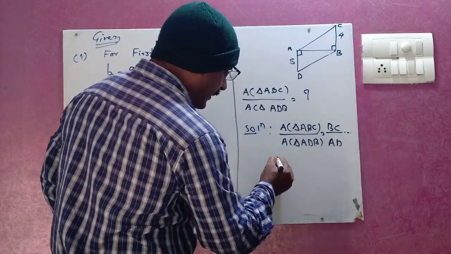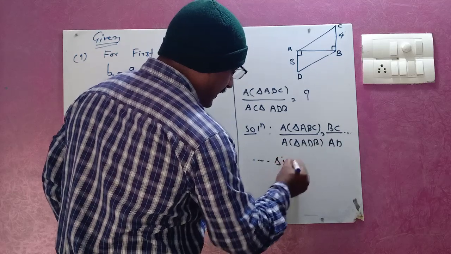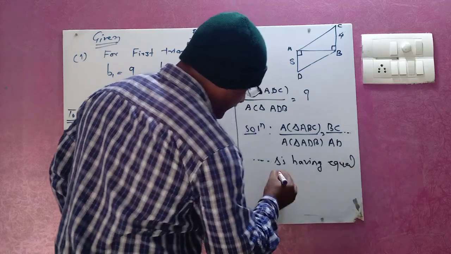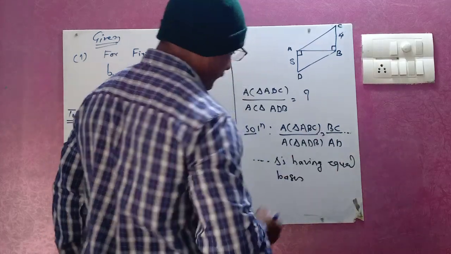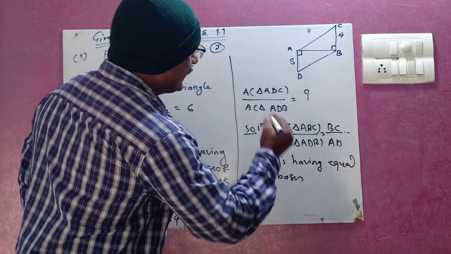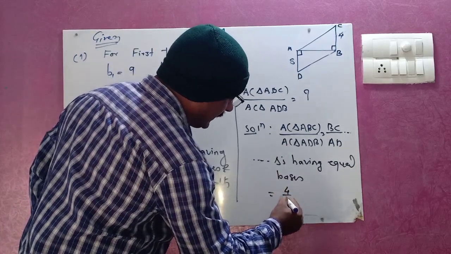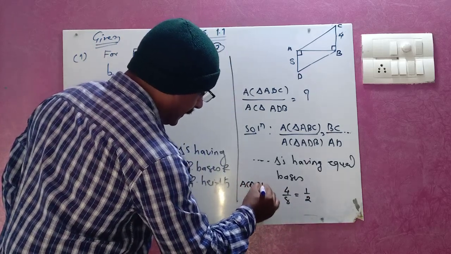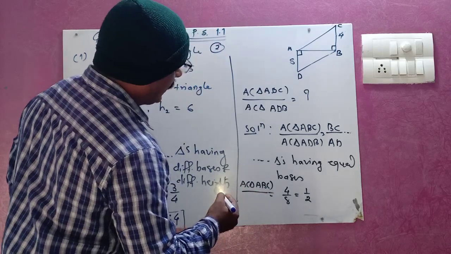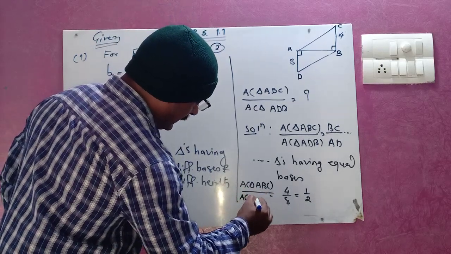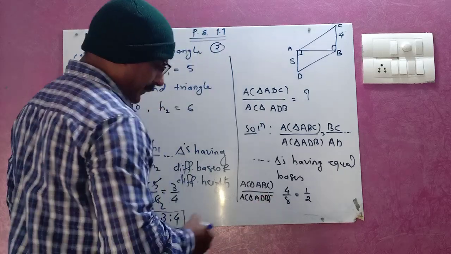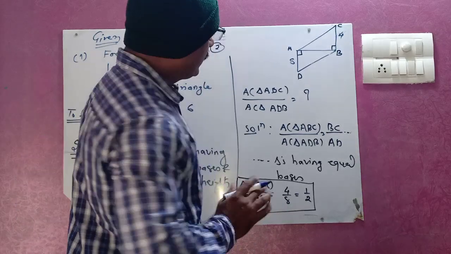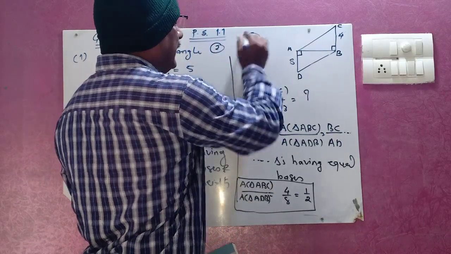What is that reason? I am writing here, triangles having equal bases. This is a very important part. After that, BC is given how much again? 4, and this is 8. So how much will you get? 1 upon 2. Area of triangle ABC upon area of triangle ADB is 1 upon 2. So this is the answer. So I hope that all of you have understood the second sum also.